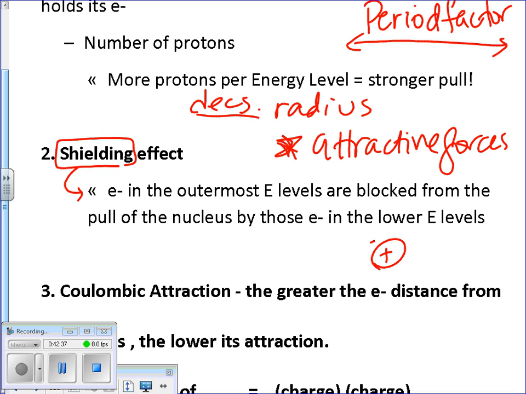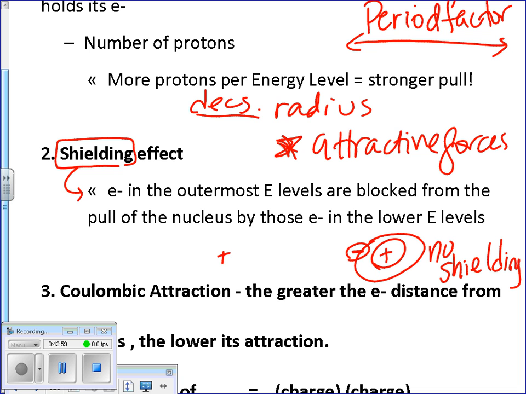So if we're talking about a small atom with one energy level, there's no shielding because there's nothing between the nucleus and the outermost electron, right? There's nothing between them to eliminate the attractive forces there. And so that's going to have a very small shielding effect, or small shielding.